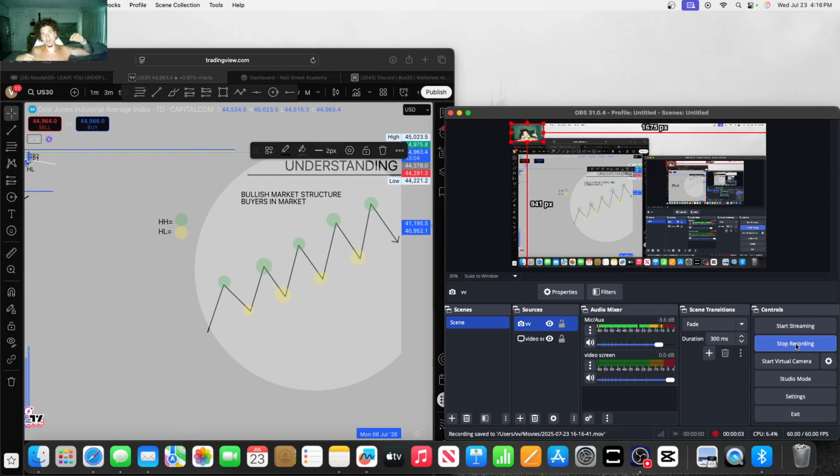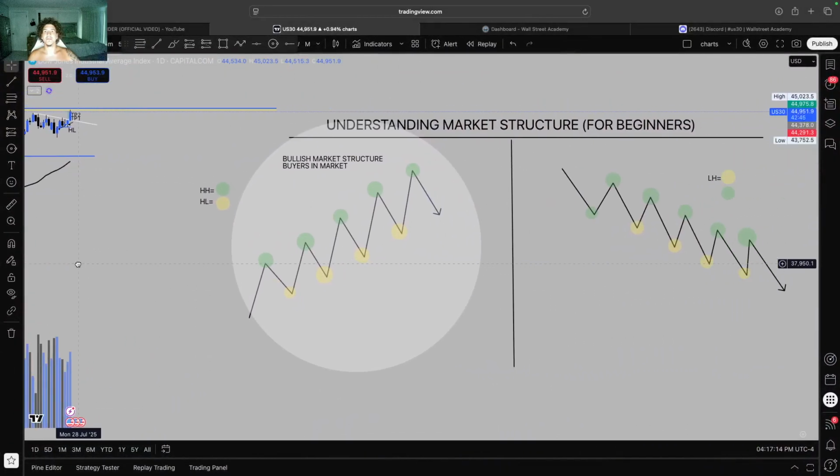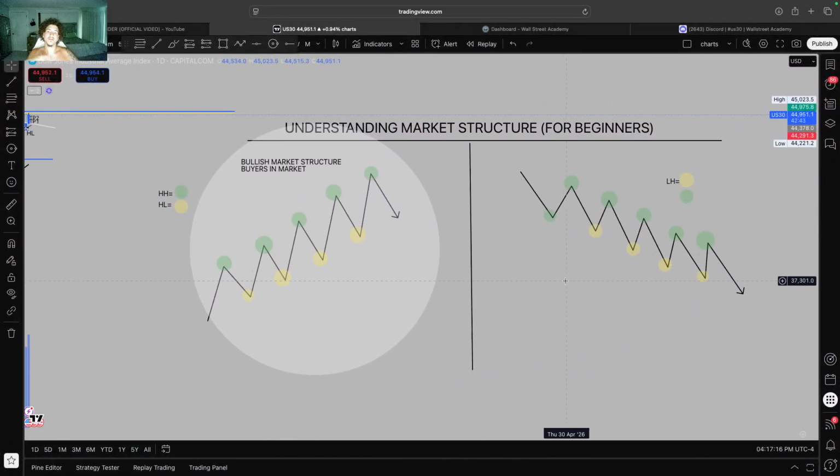Today you'll be learning about market structure, and this section will be about just understanding market structures for beginners. So I'm going to be breaking it down step by step, but I also will be breaking it down as easy and as simple as I could for you guys. Alright, here we go. Understanding market structure. As you see here, I already have this set up so I can make it as easy for you as possible so y'all could learn.